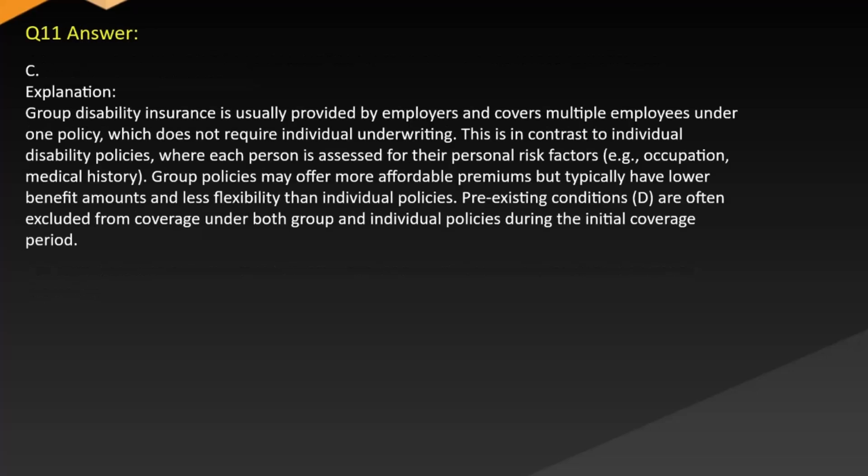Answer. C. Explanation. Group disability insurance is usually provided by employers and covers multiple employees under one policy, which does not require individual underwriting. This is in contrast to individual disability policies, where each person is assessed for their personal risk factors, e.g., occupation and medical history. Group policies may offer more affordable premiums, but typically have lower benefit amounts and less flexibility than individual policies. Pre-existing conditions, D, are often excluded from coverage under both group and individual policies during the initial coverage period.